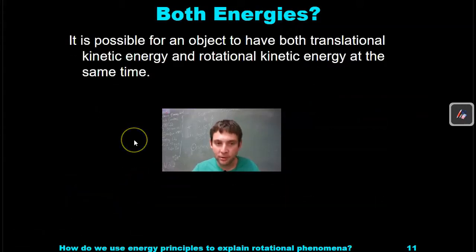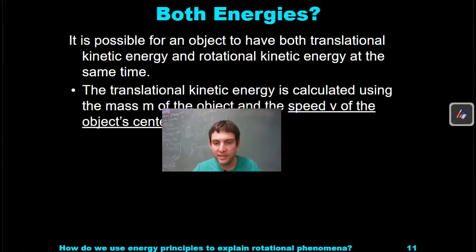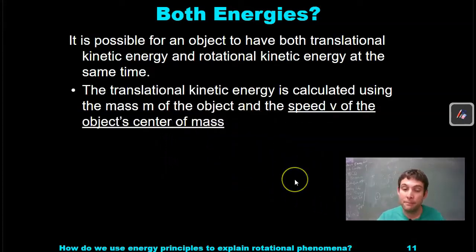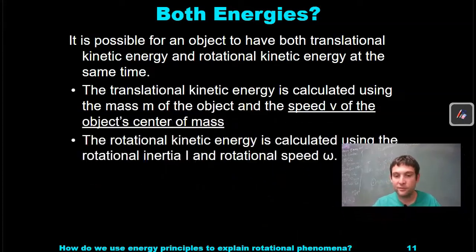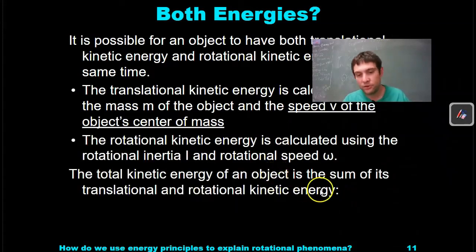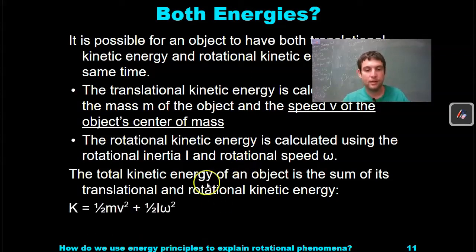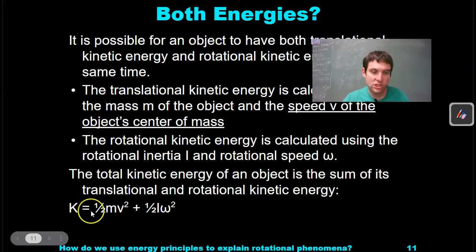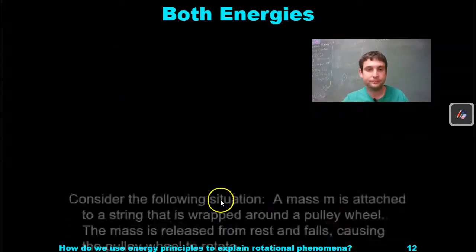It is possible for an object to have both translational and rotational kinetic energy at the same time. The translational kinetic energy is calculated using the mass and the speed of the object's center of mass. The rotational kinetic energy is calculated using rotational inertia and rotational speed. The total kinetic energy of an object is the sum of translational and rotational kinetic energy. Total kinetic energy equals 1/2 mv squared plus 1/2 I times omega squared.